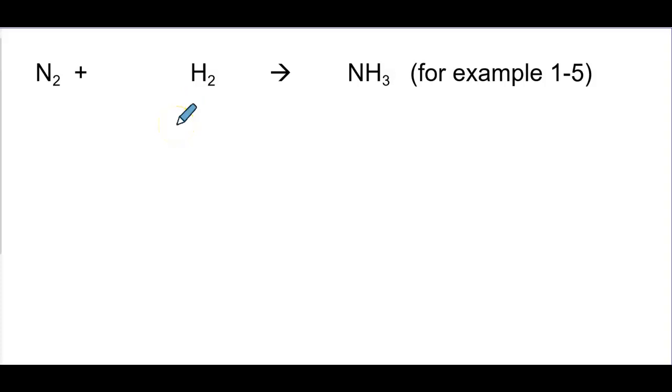So as I think about balancing this, and we're going to use this balanced chemical equation for the first 5 examples, I see that I have 2 nitrogens and 1 nitrogen, so I'm going to put a 2 here. So now I have 2 nitrogens, but now I have 6 hydrogens. So I'm going to put a 3 here, and this is balanced with a 1, 3, 2.